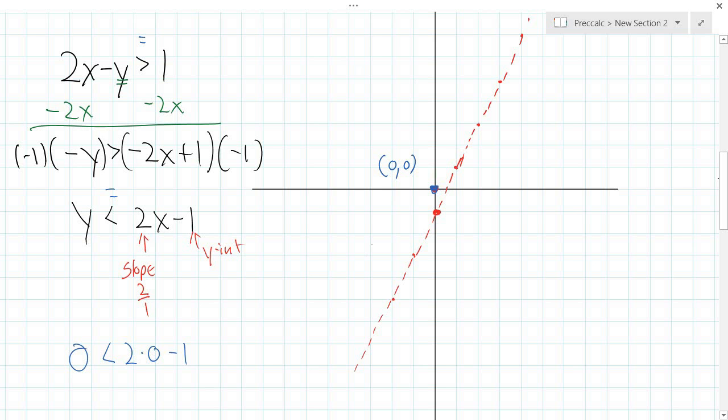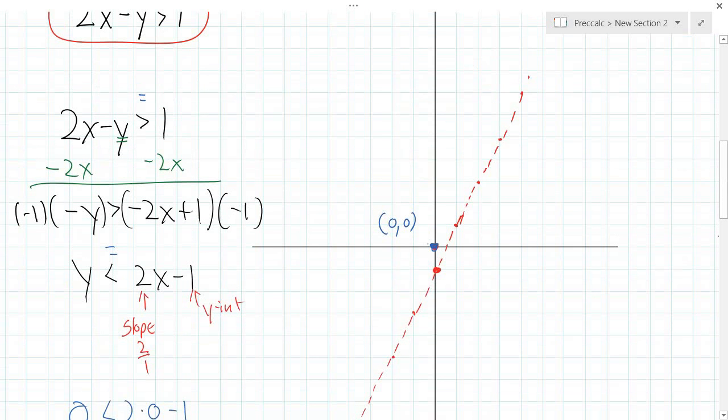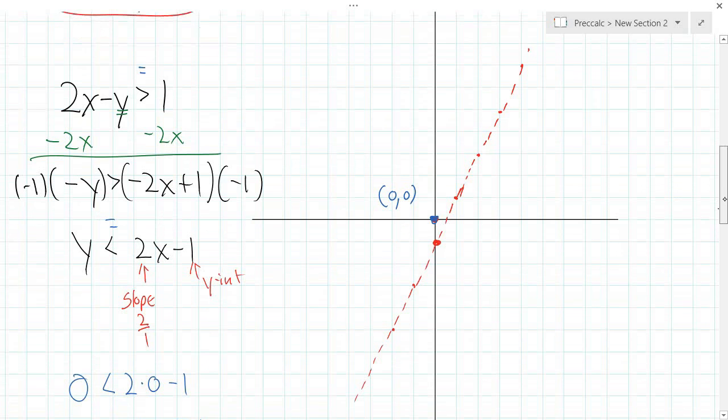Or I plug in 0, 0 and I get a false statement, which is actually what happens here. 0 is not less than negative 1. This is false. That means that 0, 0 and all of the other points on this side of the line are not solutions to this inequality. All of the solutions are on the other side.